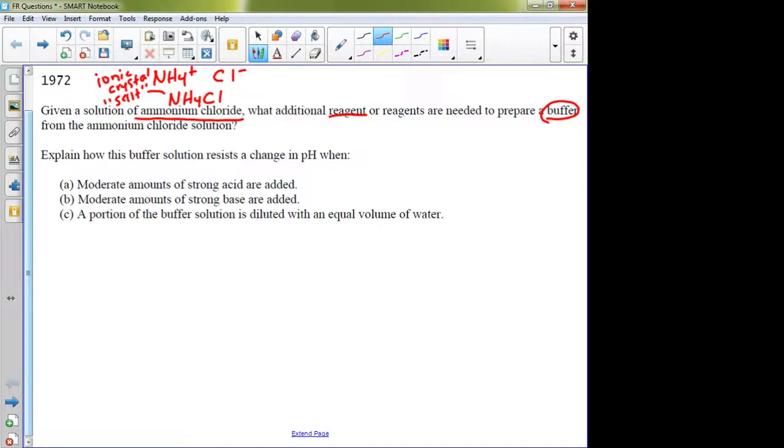So a buffer is something that resists a change in pH. So that's what a buffer is. So if I add H positive, what happens to my pH? It goes down, right? Because it becomes more acidic. If I add hydroxide, OH negative, what happens to my pH? It goes up. It becomes more basic. So a buffer tries to keep that from happening. Okay? It tries to resist a change in the pH.